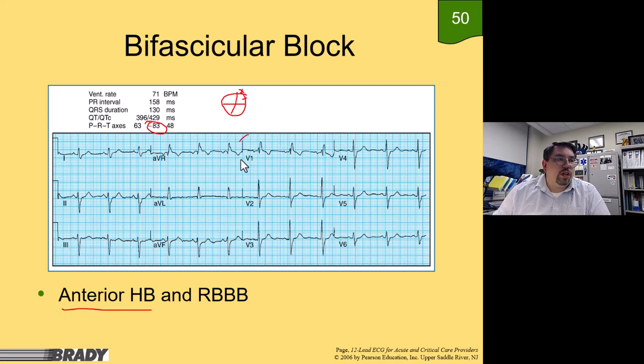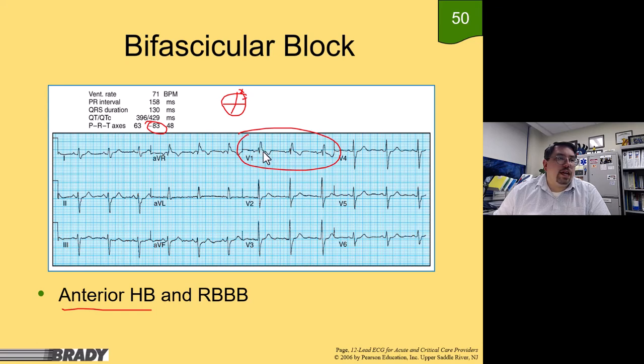Come over to V1, then, to check out my bundle branch criteria. Here I can see an RSR complex, or an RSR prime. R is referring to the R wave, the second prime is referring to the second R wave. We don't actually have a QRS wave here.